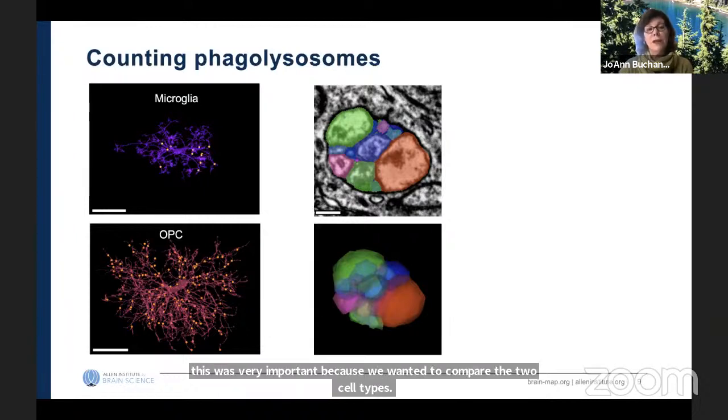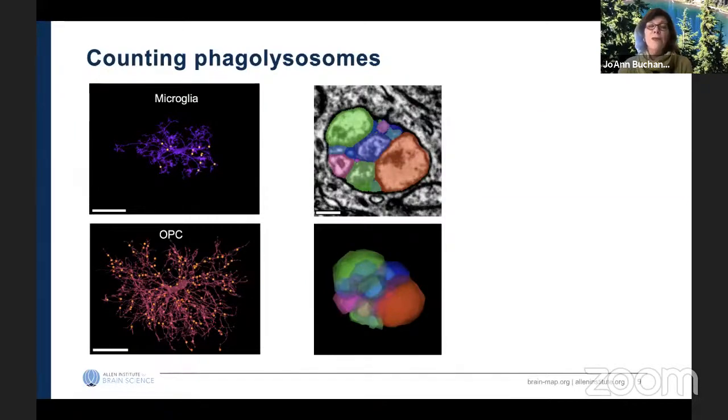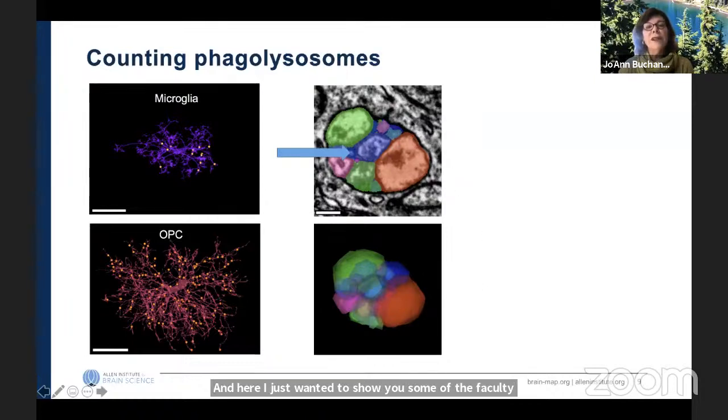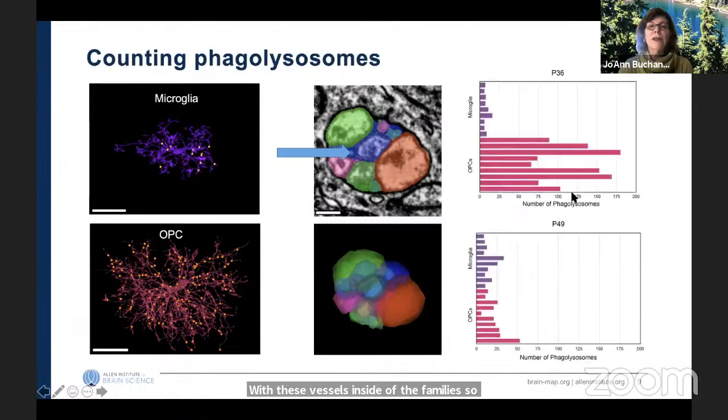And this was very important because we wanted to compare the two cell types. Because the microglia are considered the main phagocytes in the brain and very important, it was rather surprising to see all of these phagolysosomes within the OPCs. And here I just wanted to show you some of the phagolysosomes that were actually segmented, and you can see it in 3D. And once again, we're able to see the contents, with these vesicles inside of the phagolysosomes.